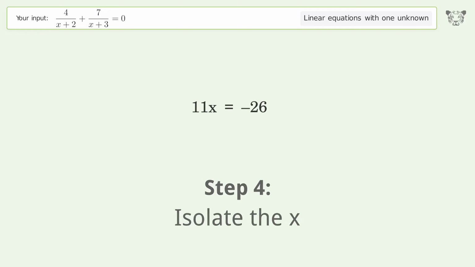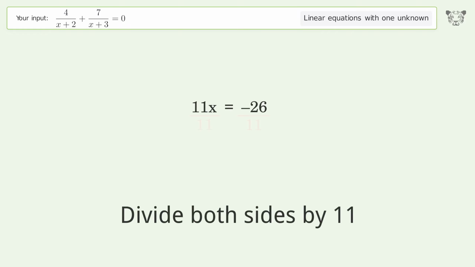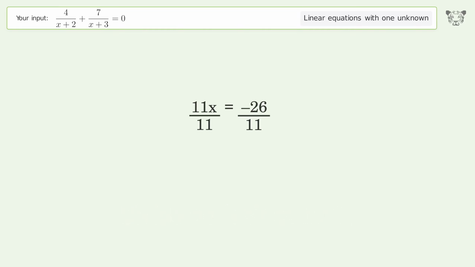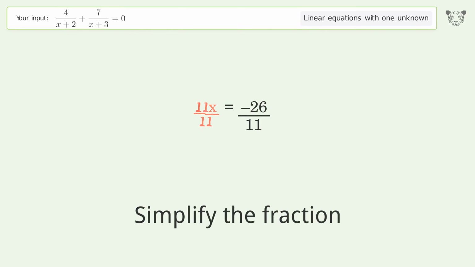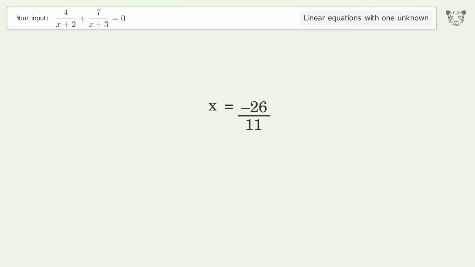Isolate the x. Divide both sides by 11. Simplify the fraction. And so the final result is x equals -26/11.